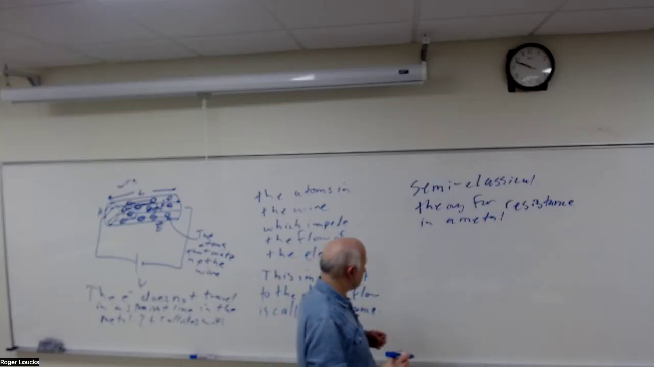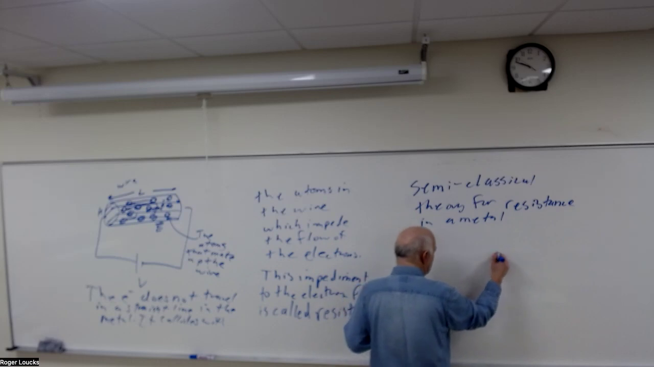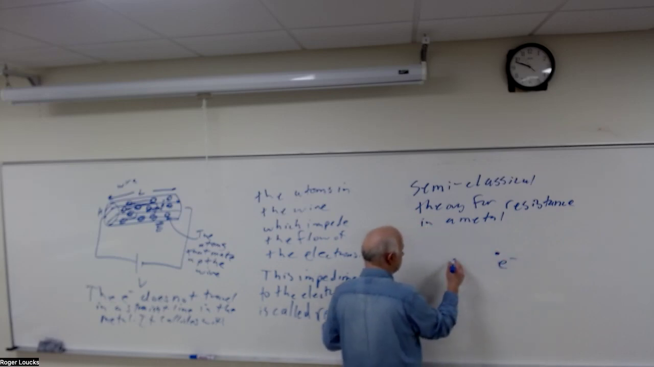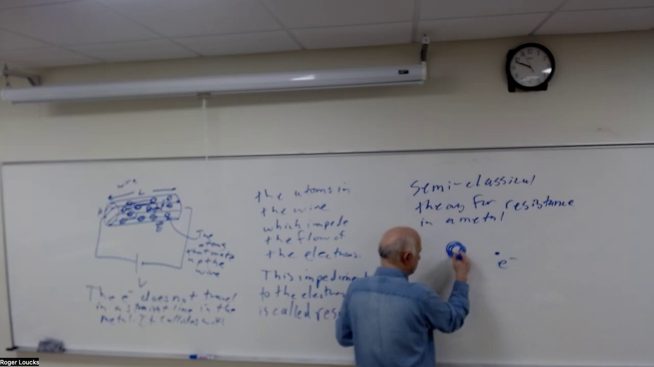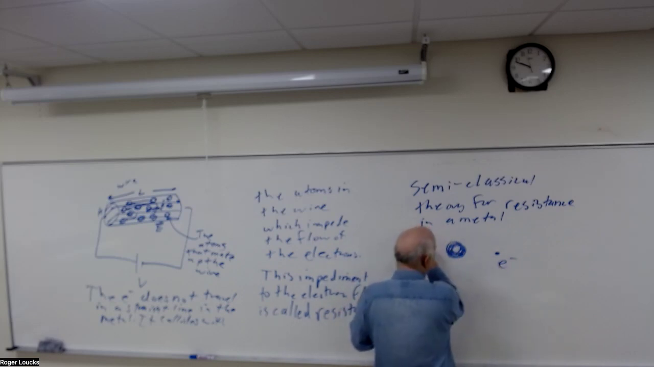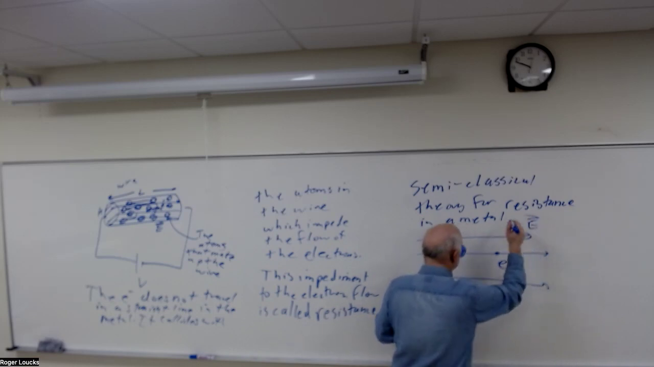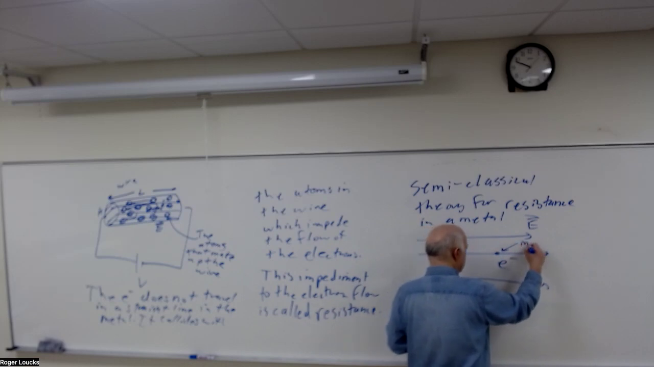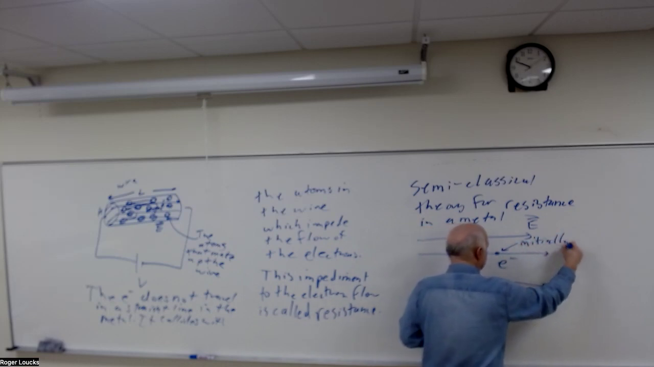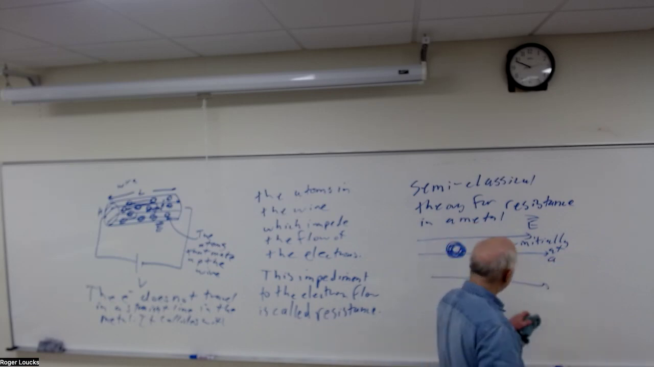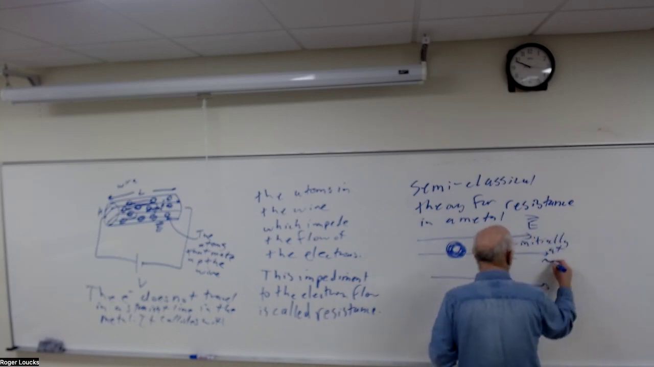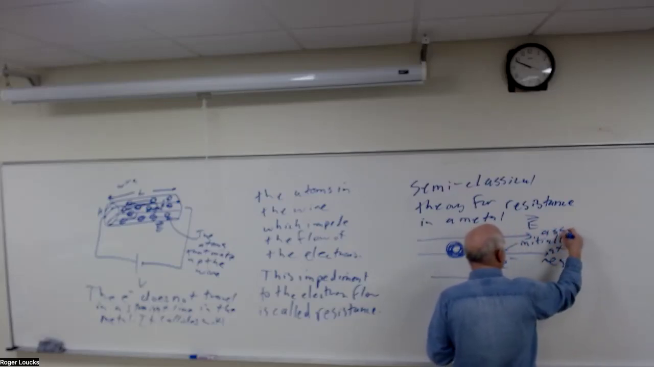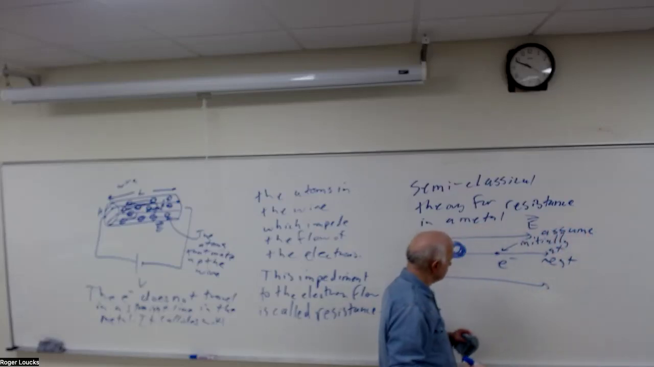Okay, so we're going to do the following. So here's my little electron. Here's an atom here, like this. And here's my electric field. I'm going to assume that this is initially at rest.